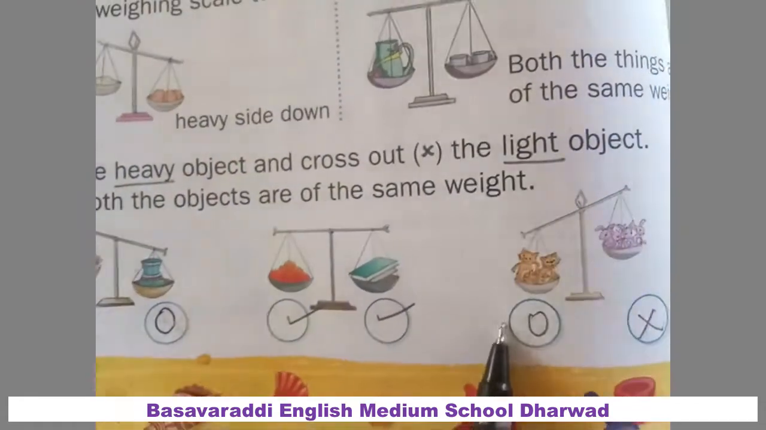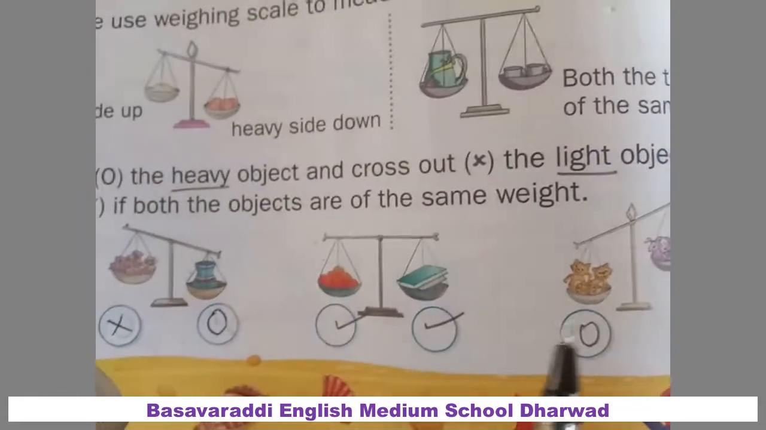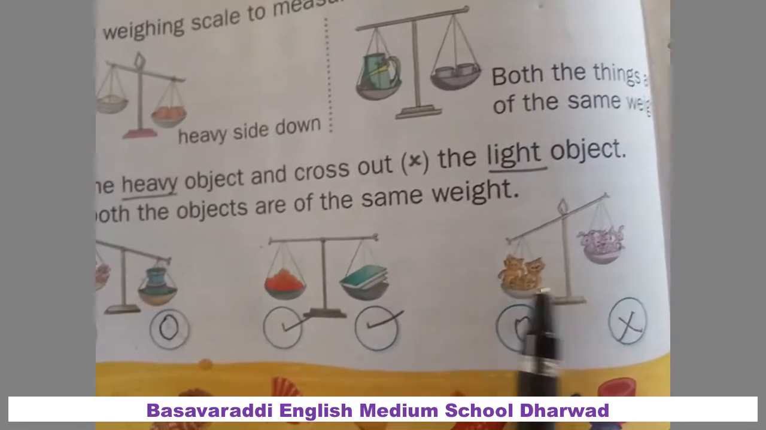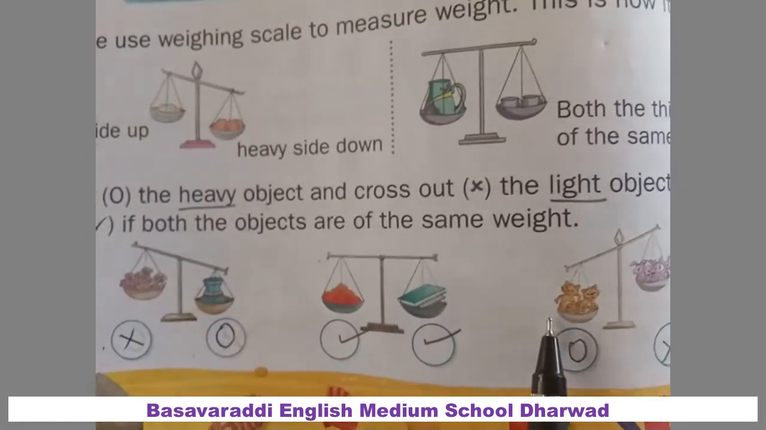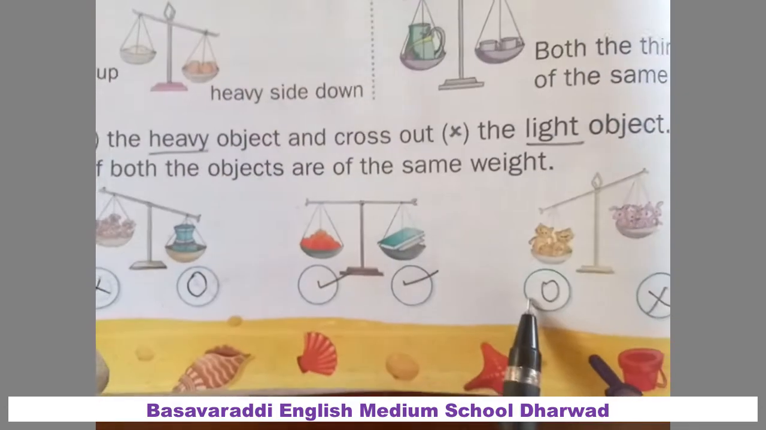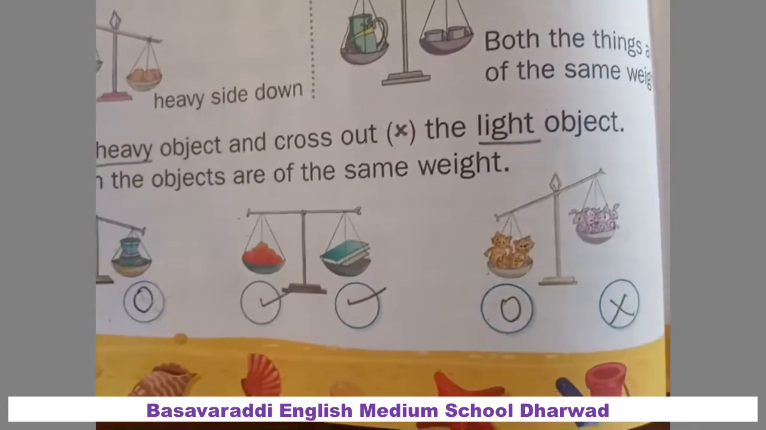Now here it is what? That is light and heavy. The rabbit is light, and the monkey and the cats are heavy. Heavy means circle it. Light means cross it.